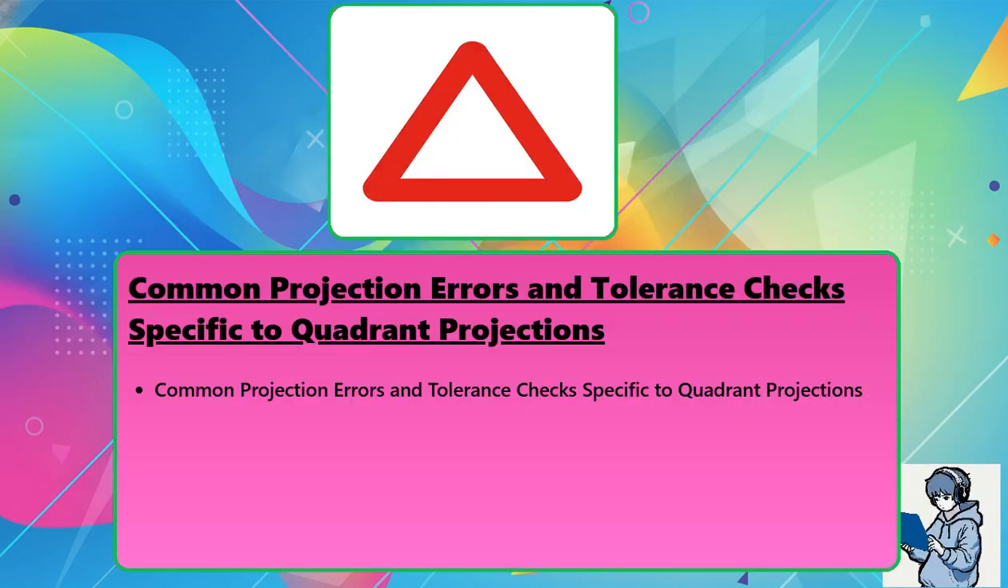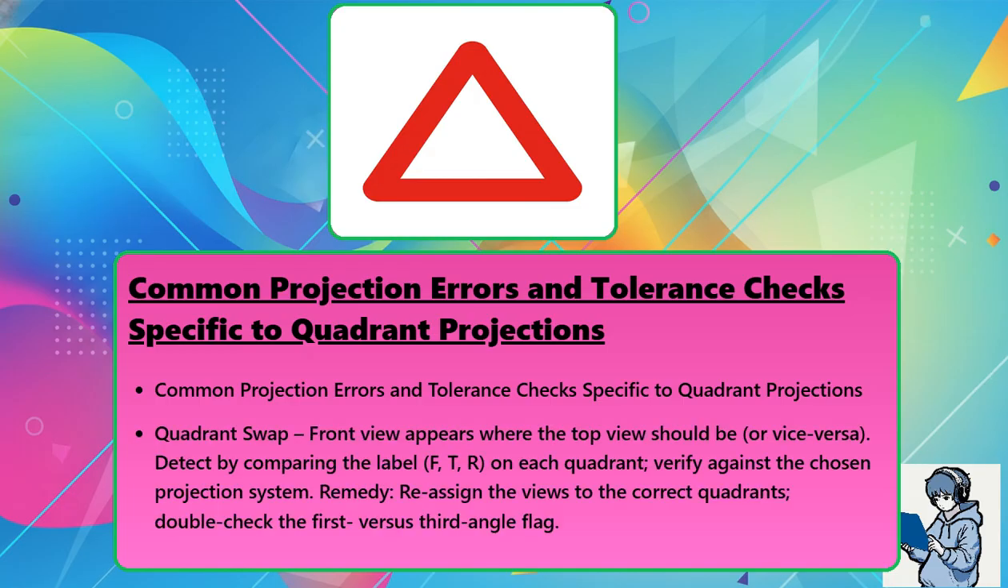Common projection errors and tolerance checks specific to quadrant projections. Quadrant swap: the front view appears where the top view should be, or vice versa. Detect by comparing the labels F, T, R on each quadrant and verify against the chosen projection system. Remedy: reassign the views to the correct quadrants and double-check the first versus third angle flag.